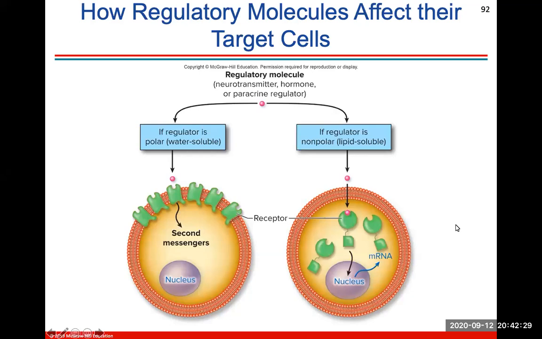So this just shows how a regulatory molecule, whether it's a neurotransmitter or hormone, what it'll do if a regulator is polar, meaning it's water soluble, it will bind to a receptor on a protein in the membrane, and it'll send a signal to a second messenger, which will take that message to the nucleus. If the regulator is nonpolar, it'll go right through the cell membrane and it'll be able to bind to a receptor within the cell itself.